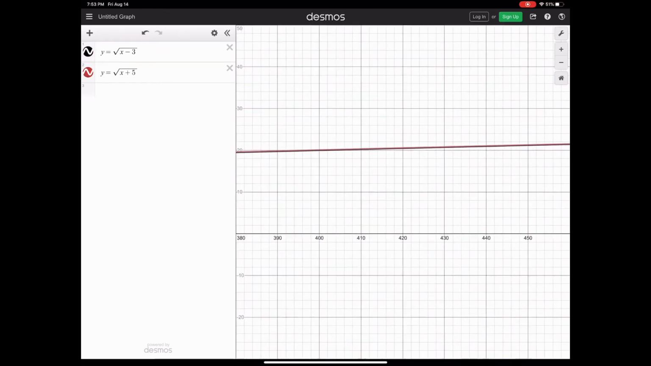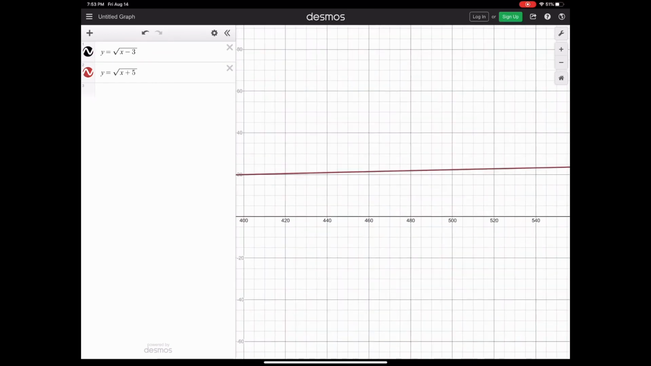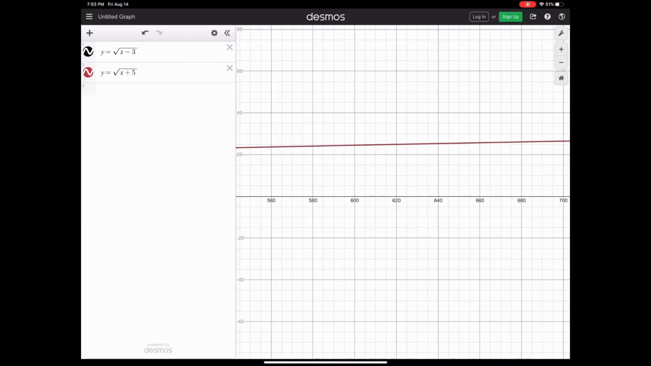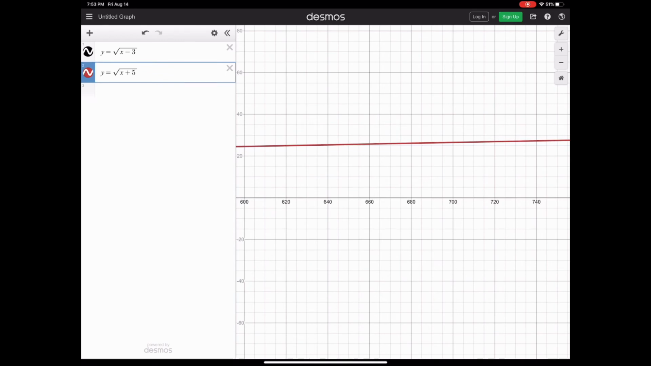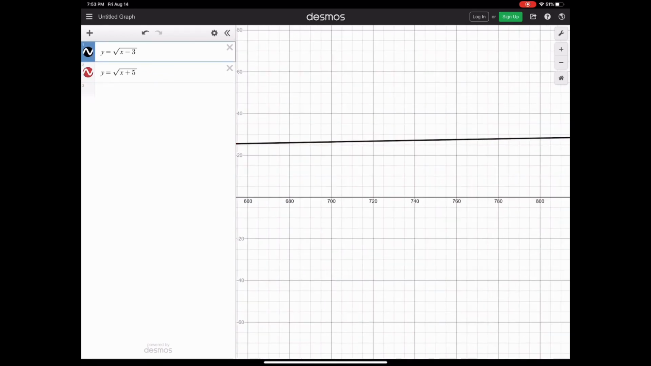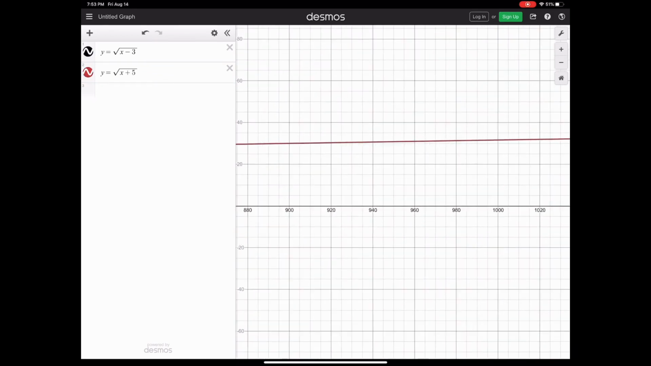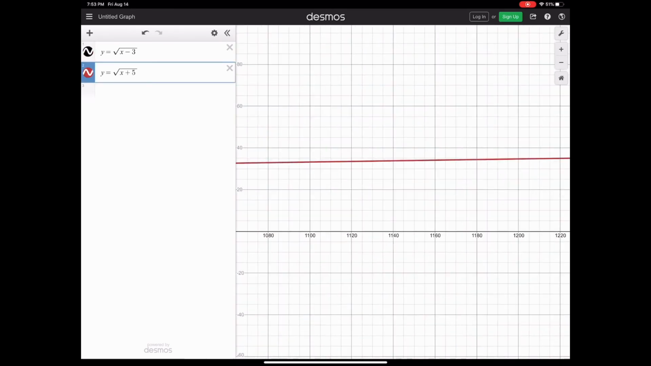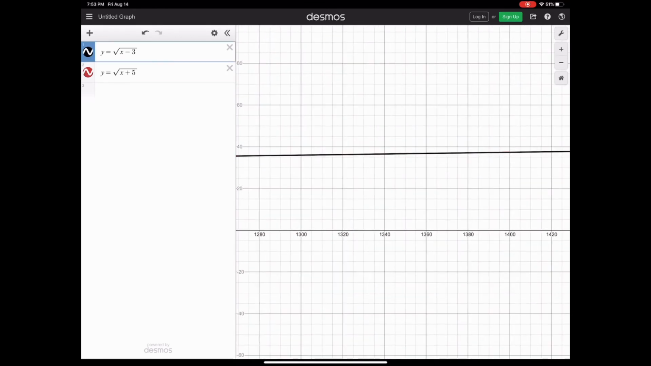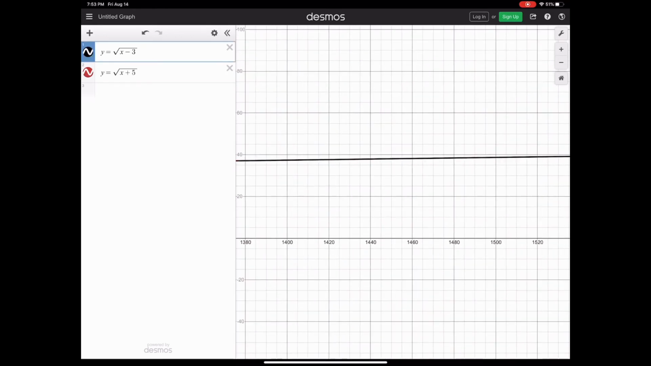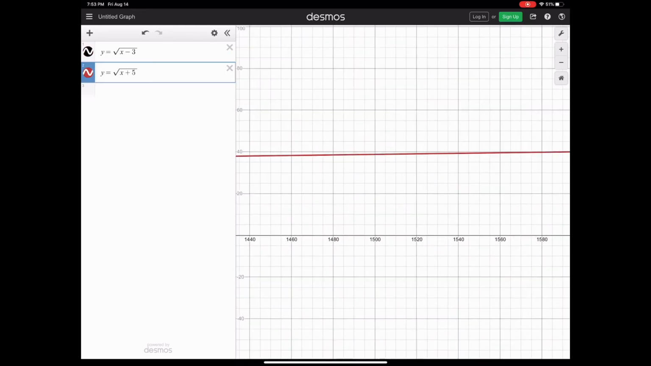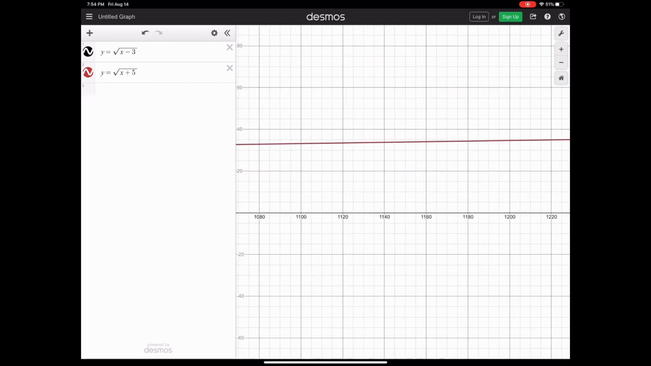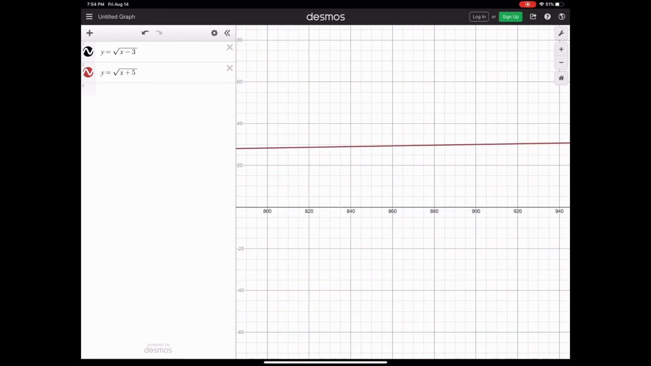Okay, so let's see here, still not there. We'll zoom out again. Still trying to find that intersection. Okay, so sometimes when you keep looking, it's hard to find. So this one may be one that you want to do by hand.